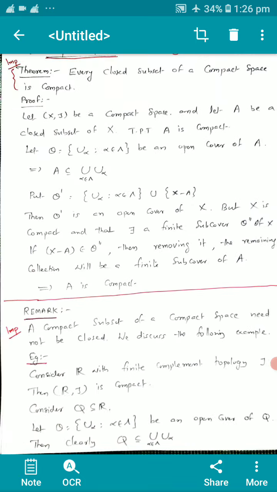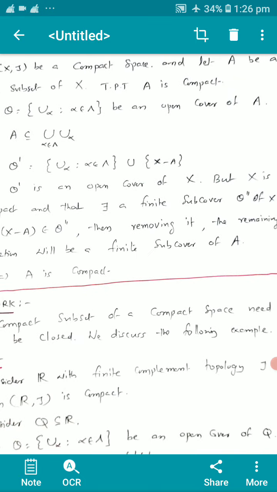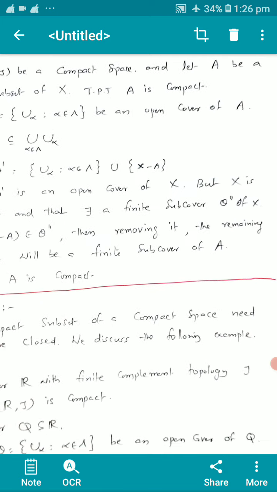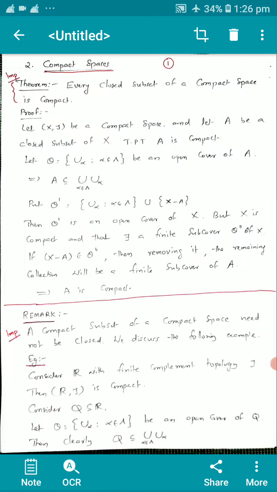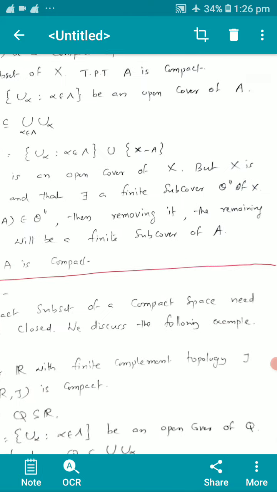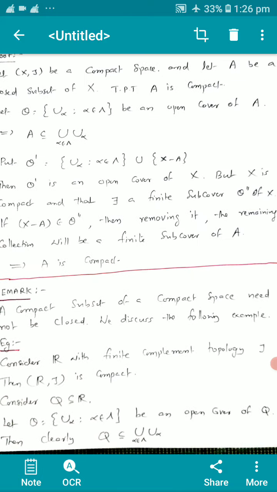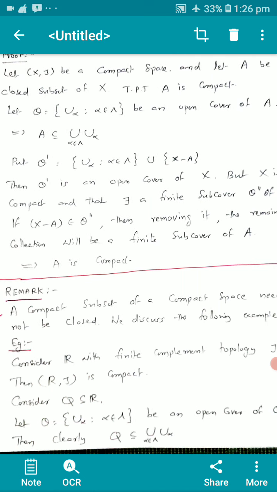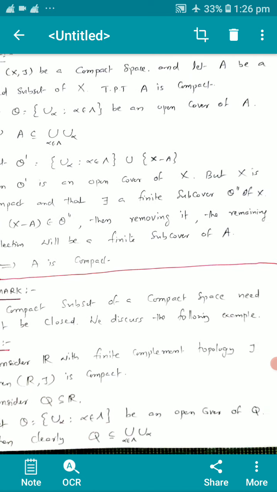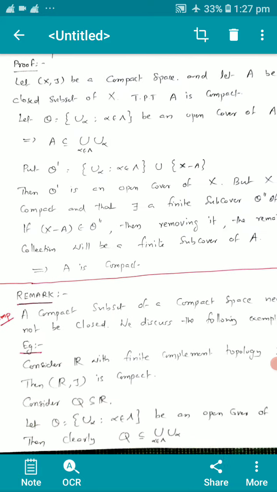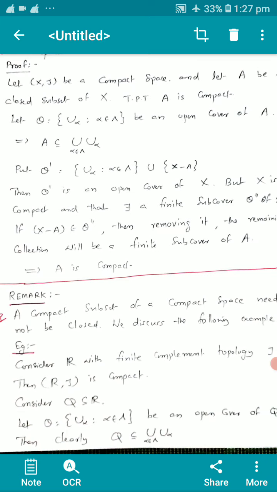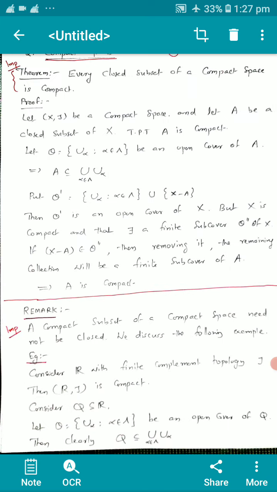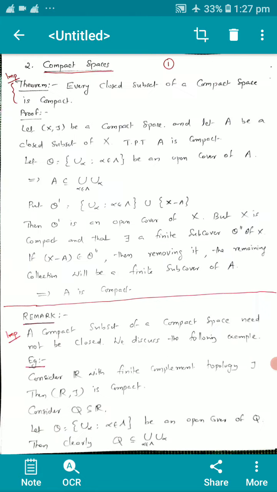Take another cover, that is, let theta dash equal to the set of U alpha, alpha in the index set, union X minus A. Then theta dash is an open cover of X, but X is compact, so X has a finite subcover of theta dash. We call it theta double dash. If X minus A is in theta double dash, then remove it. Then the remaining collection will be a finite subcover of A. That means A is compact. That proves the theorem.